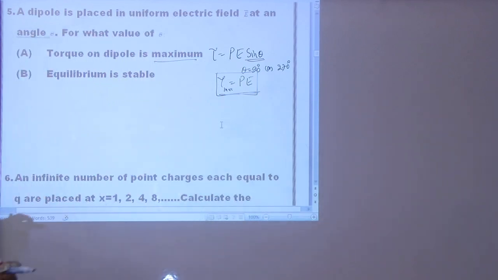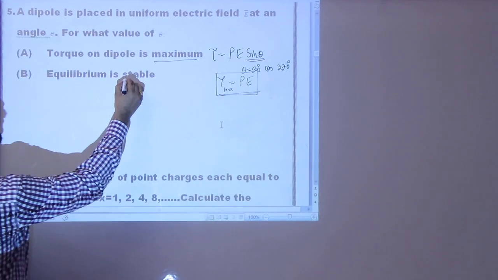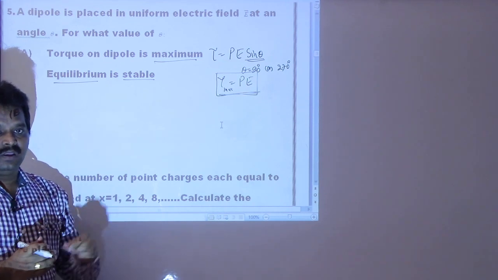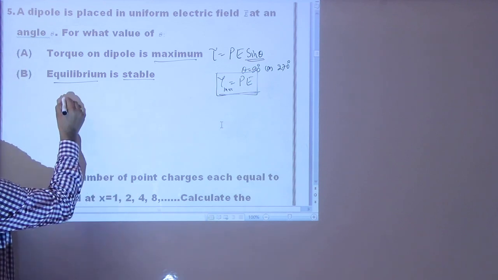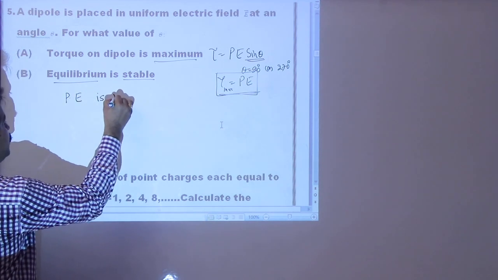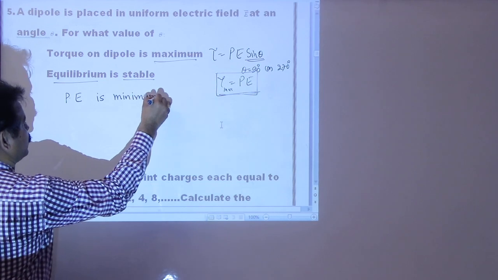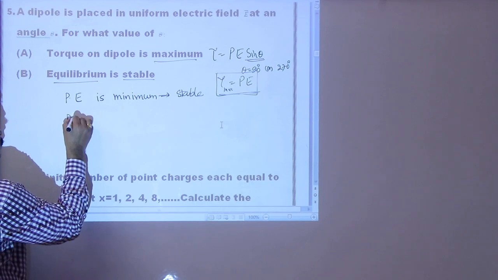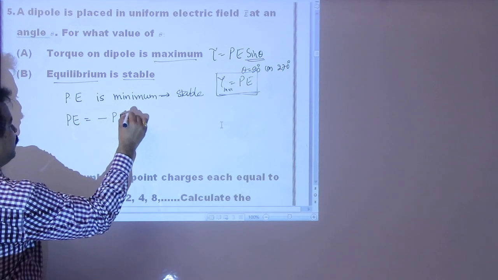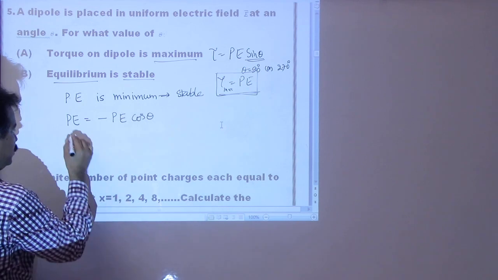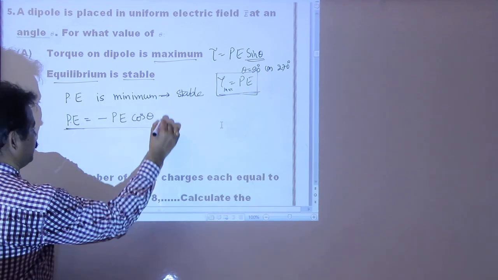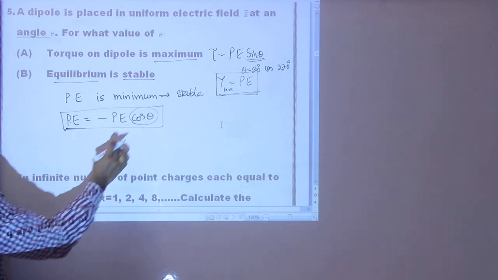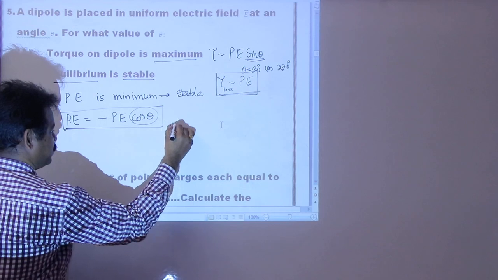Now, when will the equilibrium be stable? When the dipole will be in a stable equilibrium. For any system to be in stable equilibrium, its potential energy must be minimum. So whenever the potential energy is minimum, then the system is said to be in stable equilibrium. So the potential energy of this dipole is given by minus PE cos theta. So for this to be minimum, this value must be minimum. So what is the minimum value of this cos theta?